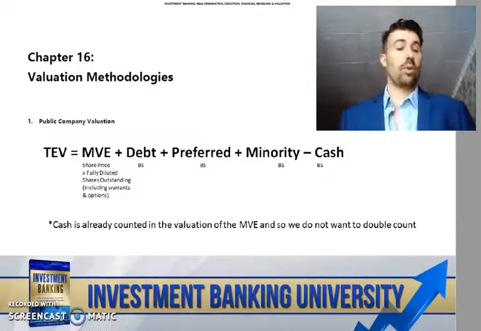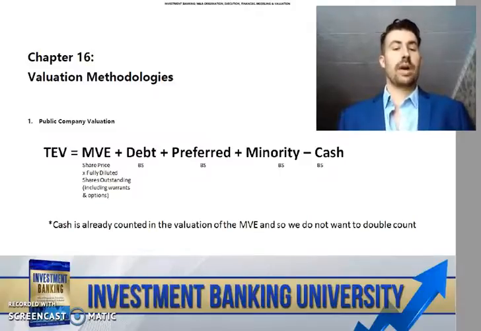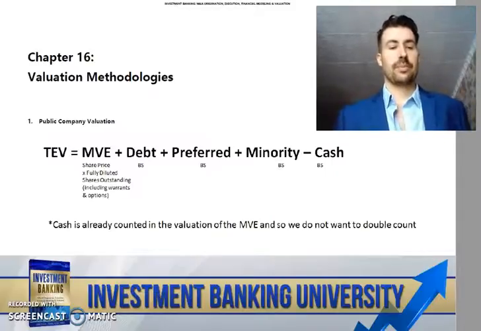including options and warrants. Cash is already counted in the market valuation of equity, so we do not want to double count, and that's why we subtract it at the end. The debt is going to be taken from the balance sheet as well as preferred, minority, and cash.